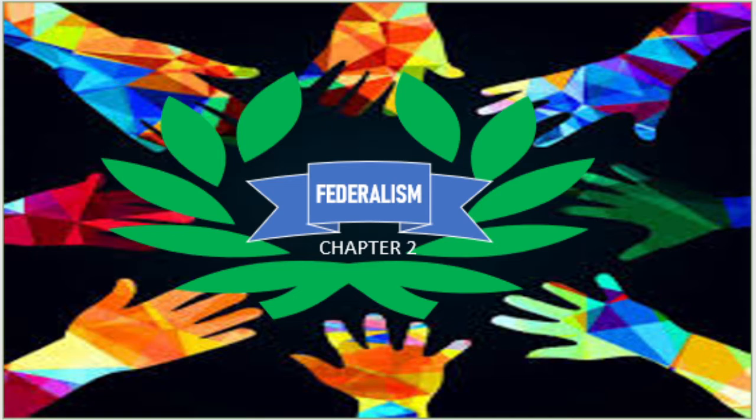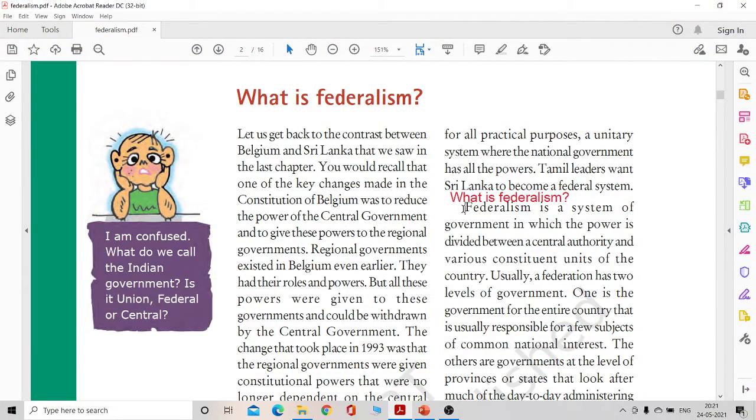Now, coming to the questions. A very important question which comes as a 1 mark is, what is federalism? Or define federalism. The answer will be, federalism is a system of government in which the power is divided between a central authority and various constituent units of the country.